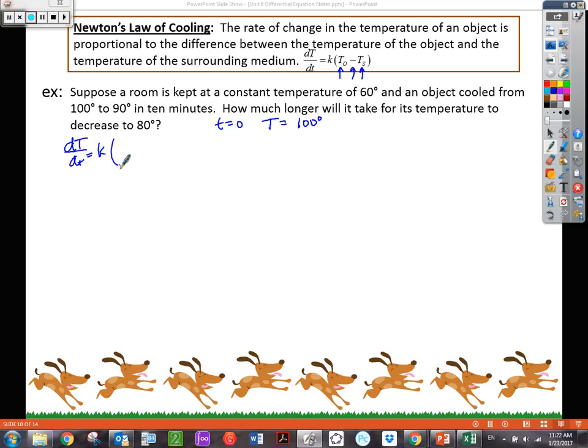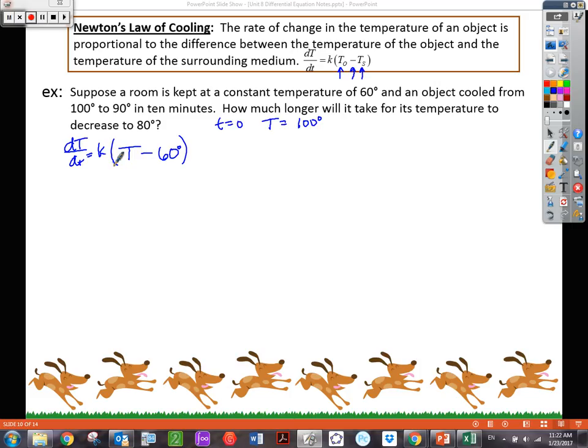The temperature of the object changes, so we can't put a number in for that. No number in for the object because it changes. Minus the temperature of the surrounding medium or surrounding air, which is 60 degrees. Okay, so that's our differential equation, times, and we have our k right there.